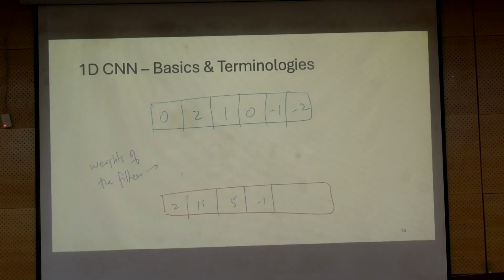So this is not matrix multiplication. This is just a dot product. We are doing a dot product between these elements. So 0 into 5 plus 2 into 1. So this is the operation that we are trying to do. This is what we call a sliding dot product. Okay, so that is the convolutional operation.